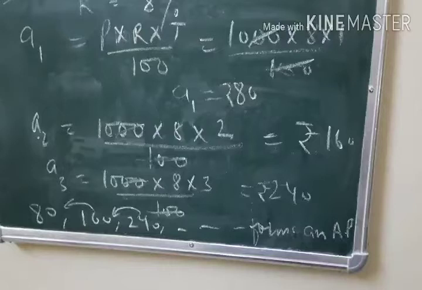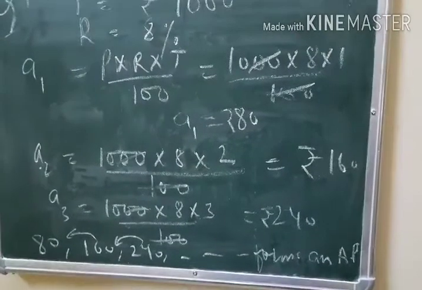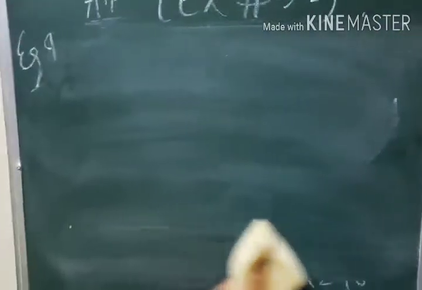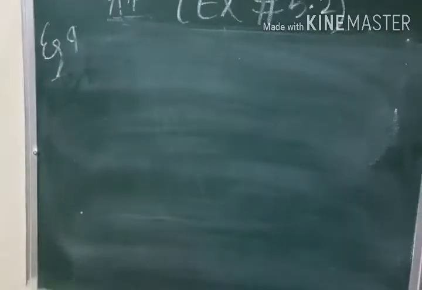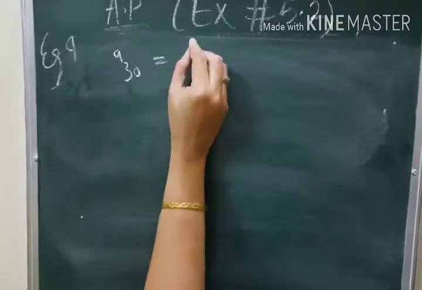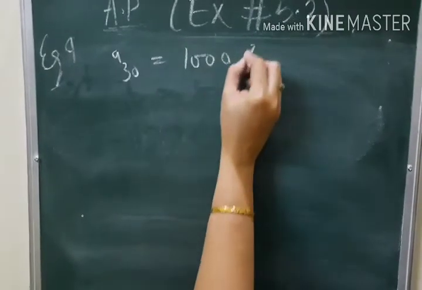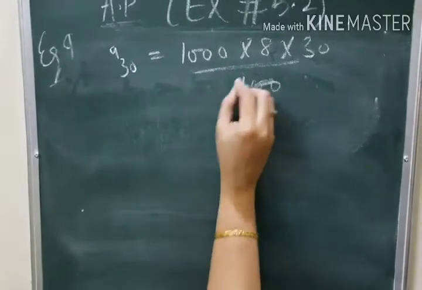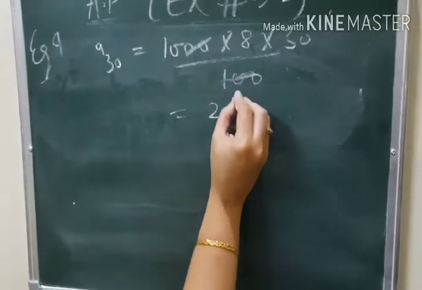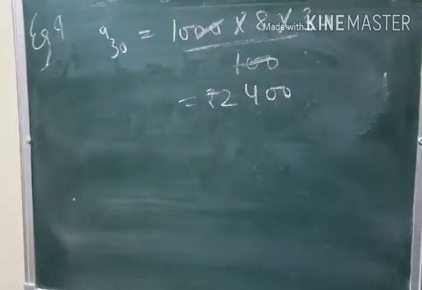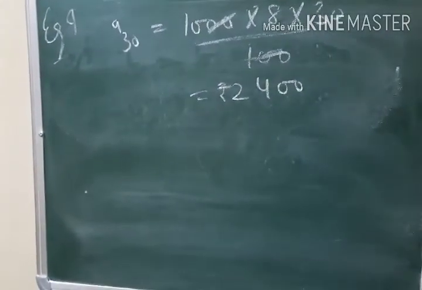And then you have to find the interest at the end of 30 years. So A30 also you have to find. A30 will be 1000 into 8 into 30 years upon 100. So it will be 2400 rupees. Right? Moving on to example number 10.